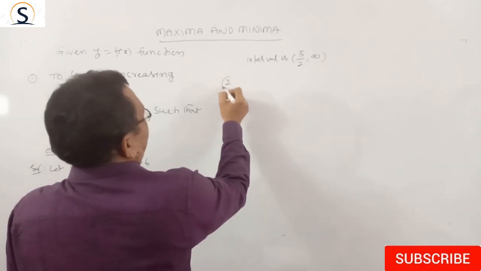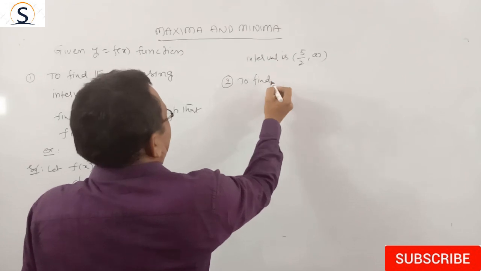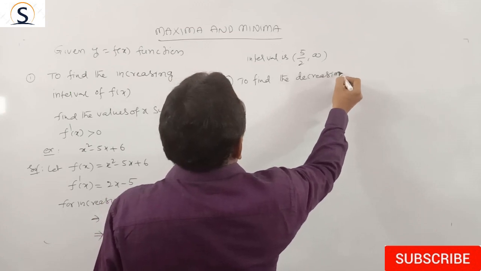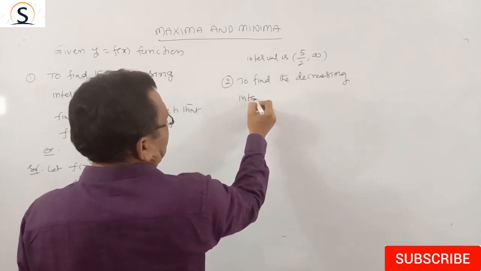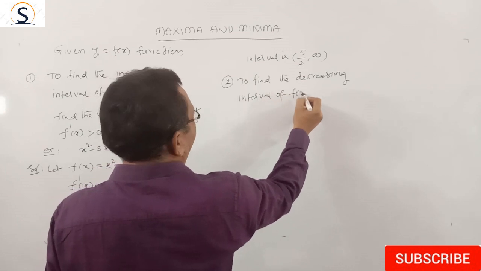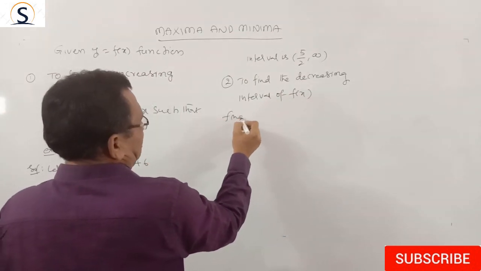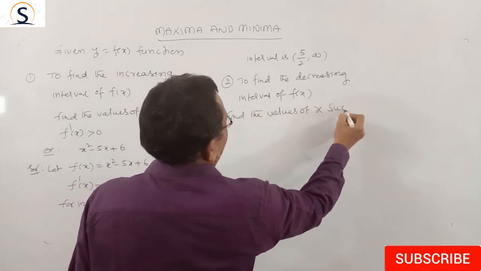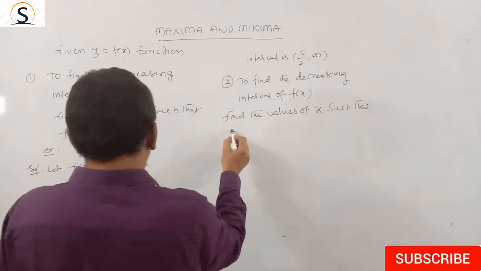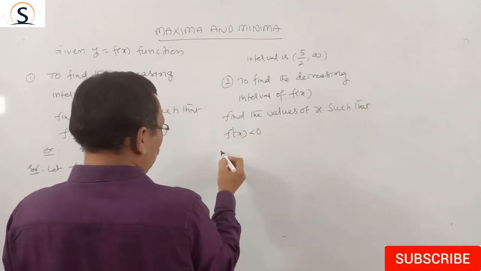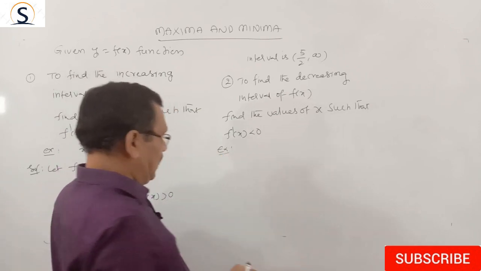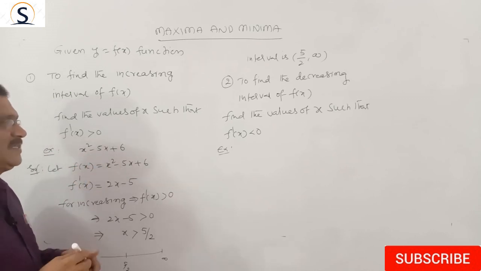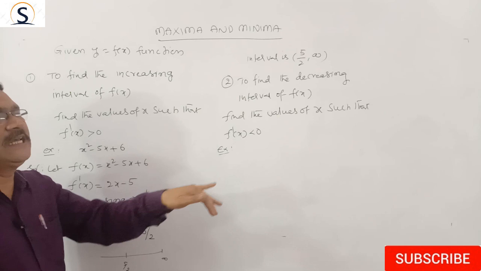Now the second point is to find the decreasing interval of f of x. Find the values of x such that f dash x is less than 0. I'll take the same example we took previously, x square minus 5x plus 6. Now I'll be finding the decreasing interval.